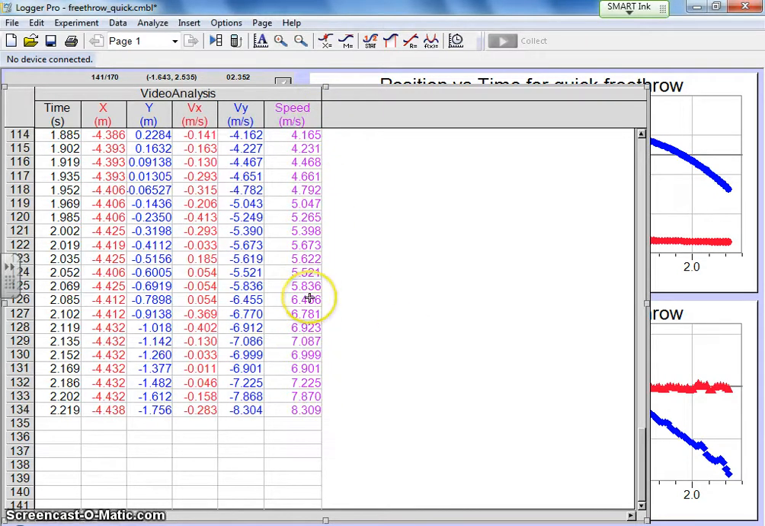And this is the speed that you will use in your kinetic energy equation. When you do your velocity versus time graphs, you will need a Vx versus time graph, and you will need a Vy versus time graph. But for your kinetic energy, you will want to use the speed column.